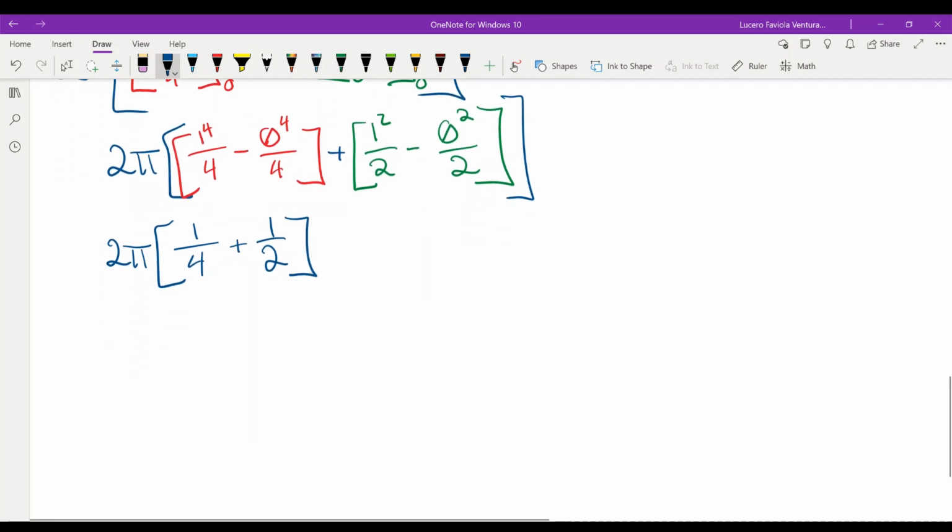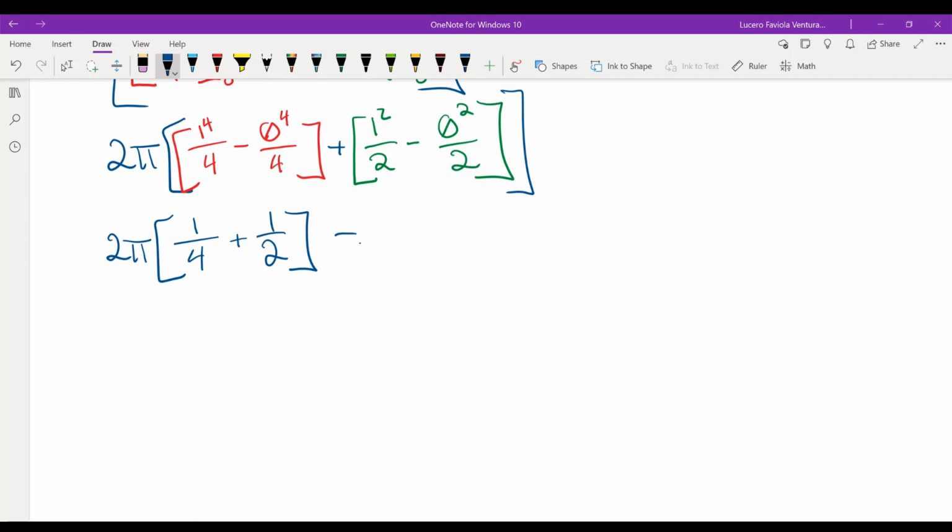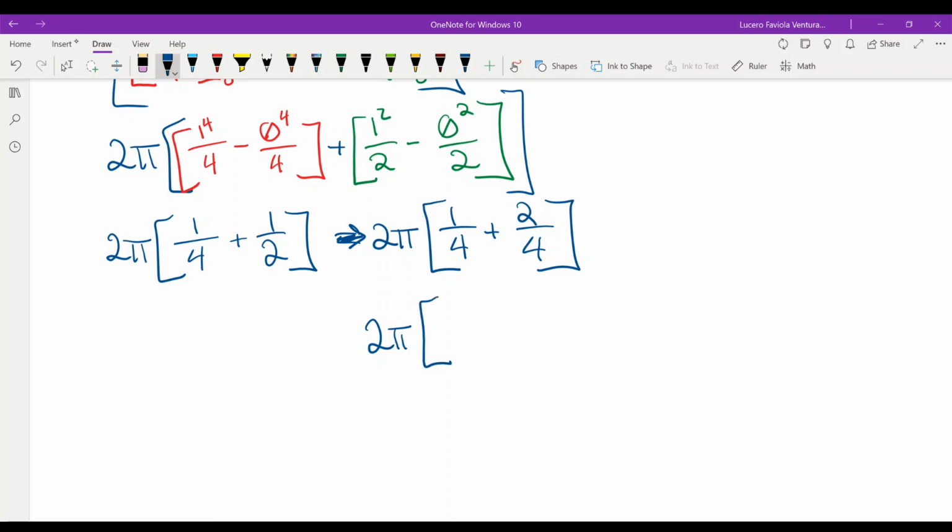And then we can combine the 1/4 and the 1/2 by converting the 1/2 to 2 over 4 by multiplying both the top and bottom by 2. So we have 2 pi times 1/4 plus 2/4. Now that they have the same denominator, we can combine them. So we have 2 pi times 3 over 4. So that means that we can also simplify the denominator of 4. And we end up with 3 pi over 2 as our answer.